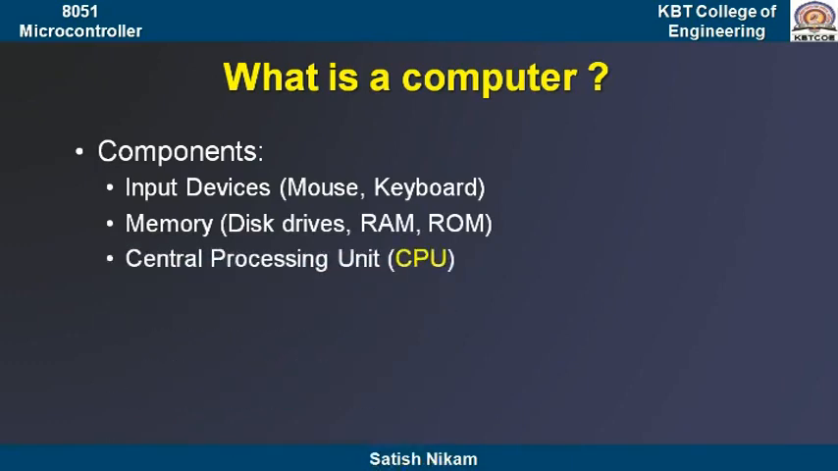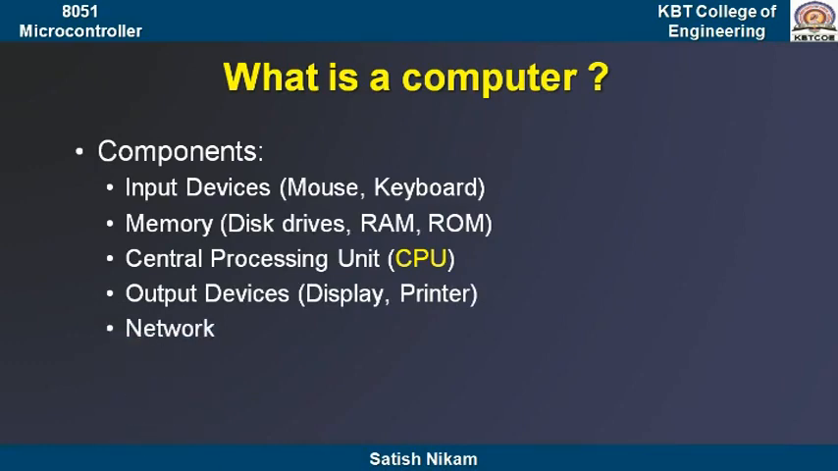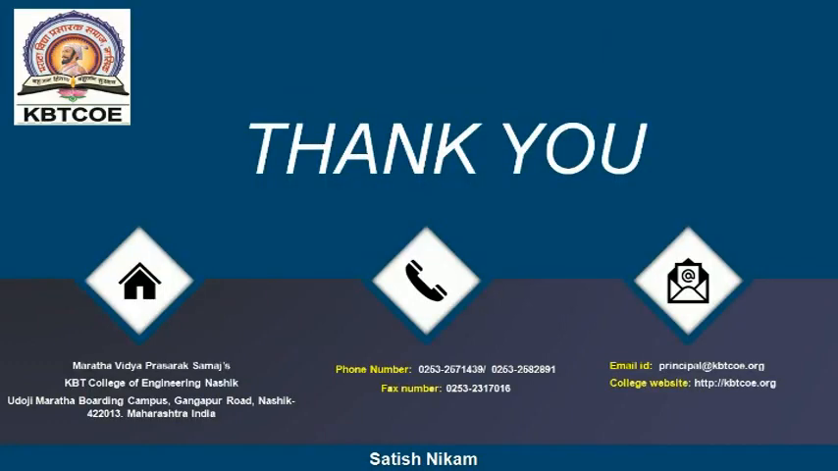Again, one important block is the central processing unit, which performs arithmetic and logical operations on the data. And there are output devices like my display and printer, and all these are connected with each other by using a network. So we can say, as we human beings have prepared the machines, and we human beings work in the same way. This is all for today's lecture.